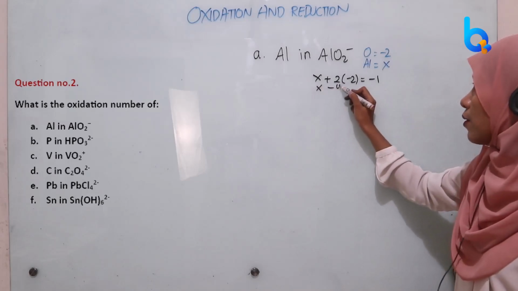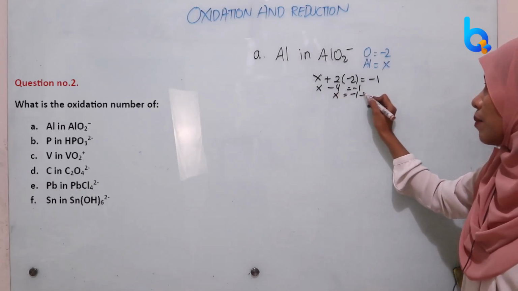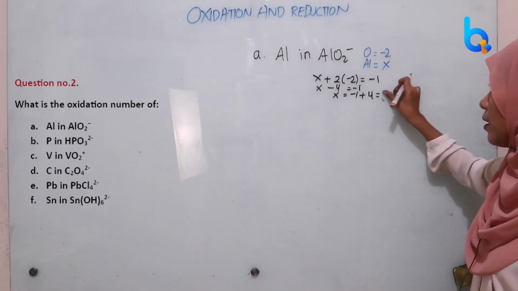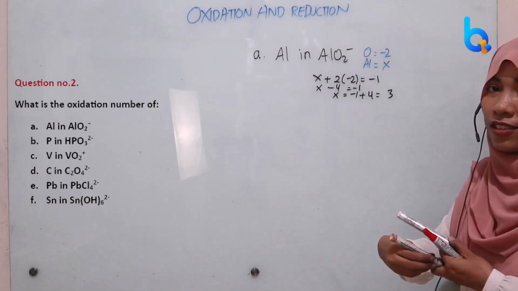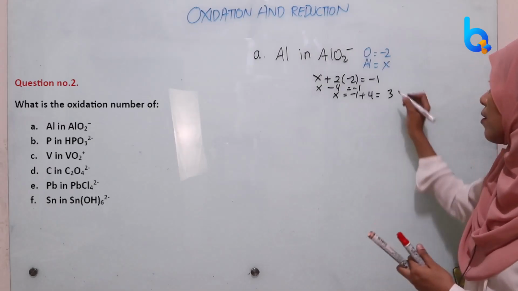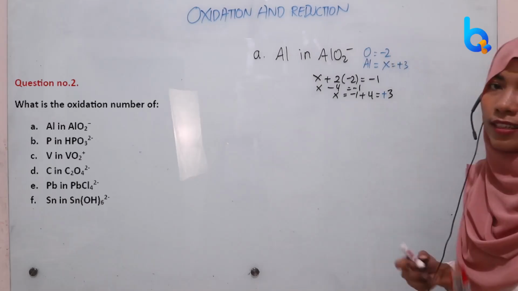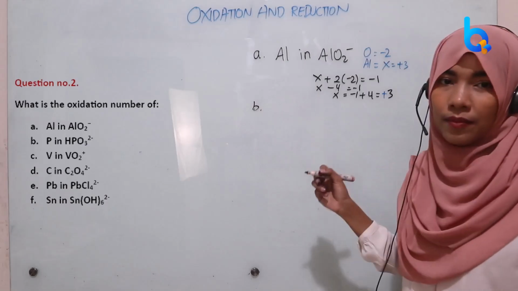X minus 4 equals -1. X equals -1 plus 4 equals 3. Again, because this is a positive number and this is an oxidation number, we must put the positive sign here. So X equals +3. Clear? So let's continue to number B.